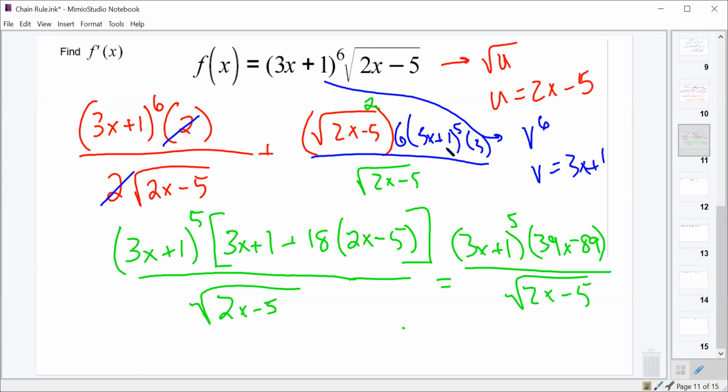But I just wanted to make sure we can all do this, because if I ask you, when does this have horizontal tangent lines? You need to know when the derivative is equal to 0. In the form that we had it, with just this over root 2x minus 5 plus this other thing, that's really hard to figure out. But if we simplify it to this, we can easily see that it equals 0 when x is negative 1/3 and when x is 89 over 39, by setting the two pieces of the numerator equal to 0.